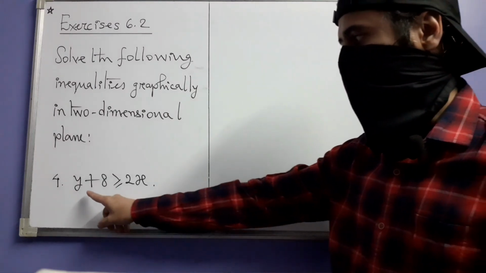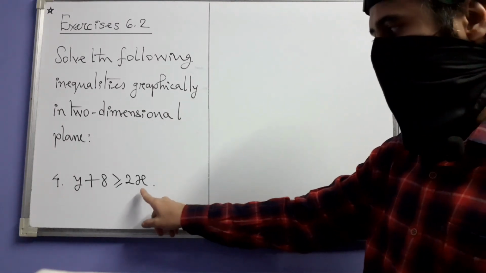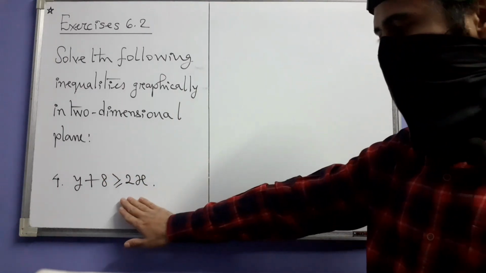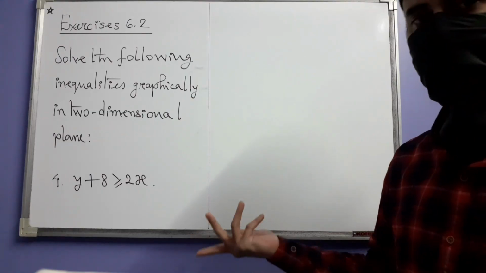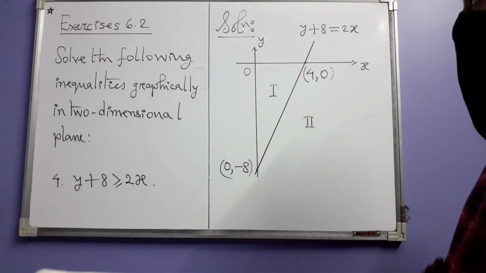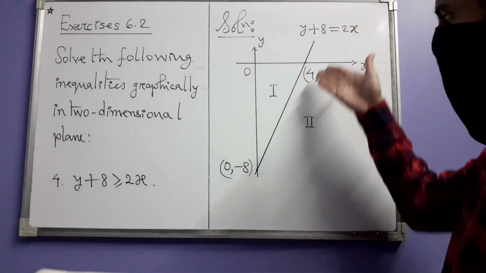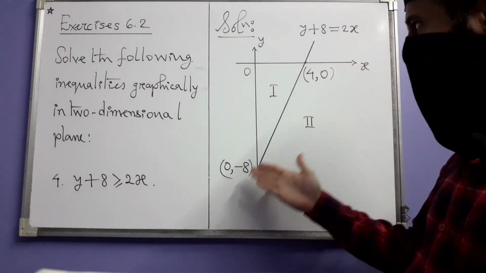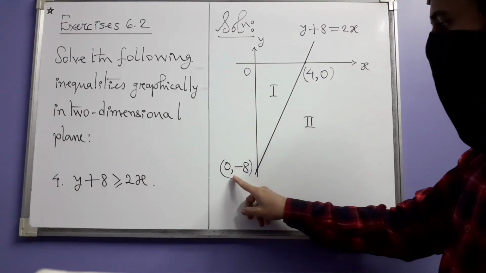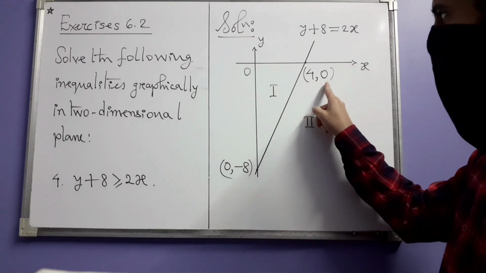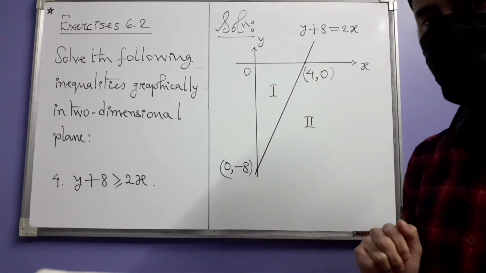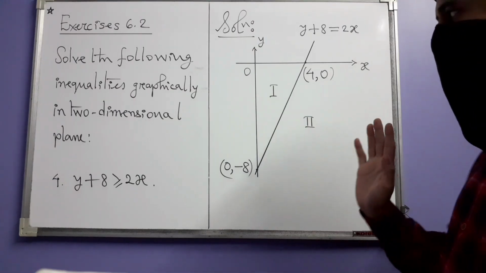Next we have number 4, where the inequality is y plus 8 greater than or equal to 2x. Here x and y do not appear on the same side. It has been written this way to throw us off, but that's not a problem. So in this case, the graph of this equation y plus 8 equal to 2x is this line, which passes through these two points, again which you can find with the same method. One of them is 0 comma minus 8 and the other one is 4 comma 0. So the line is tilted like this. It has negative slope. But we need not worry about slopes and those things.